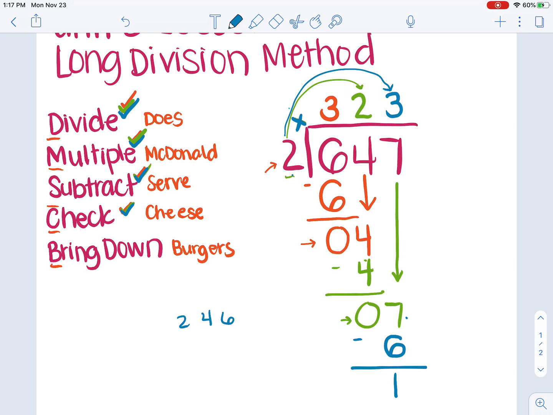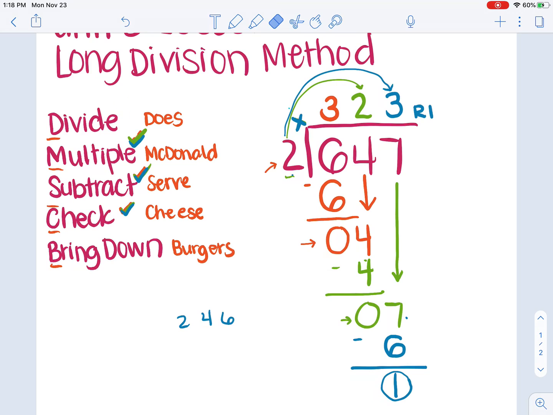Wait a second, I don't have any other numbers to bring down. If I've run out of numbers to bring down, then I know that my 1 becomes what's left over, my remainder. Remainder 1. 647 divided by 2 is 323, remainder 1.